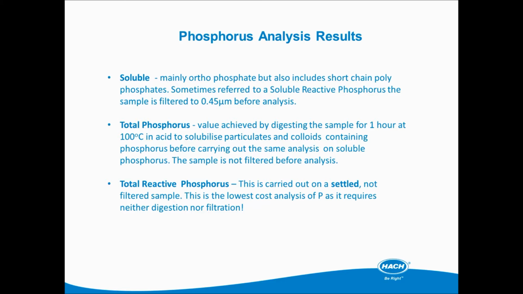Then total phosphorus. To achieve a value for total phosphorus, the sample has to be treated in two distinct ways. Firstly, the sample bottle is homogenized and an unfiltered sample is analyzed, with only gross solids being excluded from the analyzed sample. Secondly, the sample is then treated with acid for 1 hour at 100 degrees centigrade to dissolve or hydrolyze the solid particles before cooling, and then measuring using the same method as that used for the soluble phosphorus.